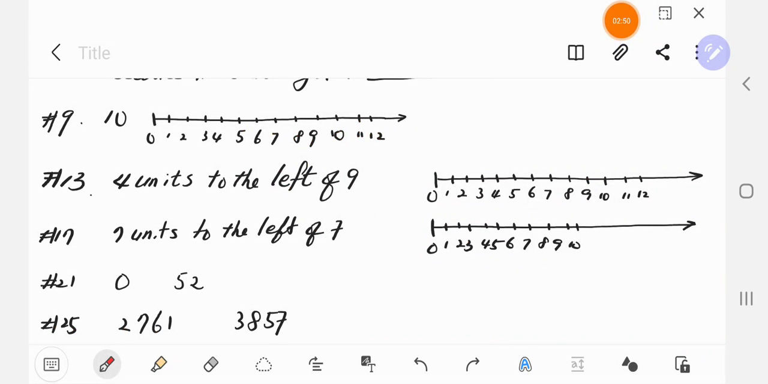Okay, number 9. Let's graph number 10 on the number line. So 10 is on here. So just put the dark circle on the number line at 10.